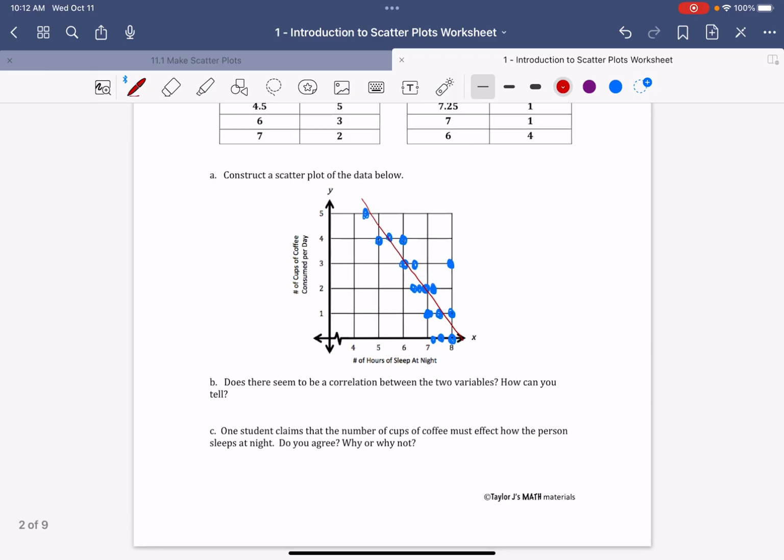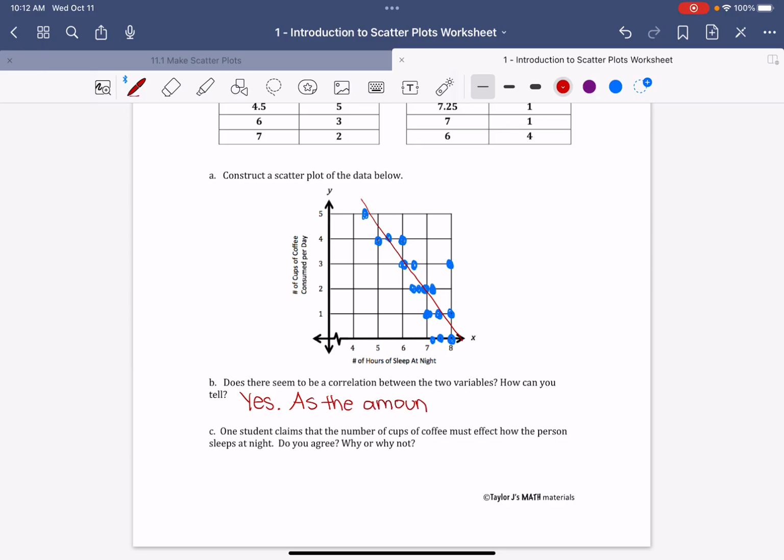because it's going down. So I'm going to say yes, because there is a correlation: as the amount of sleep increases, the amount of coffee decreases.